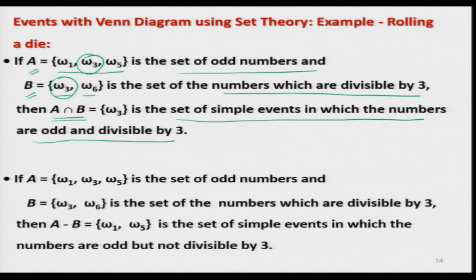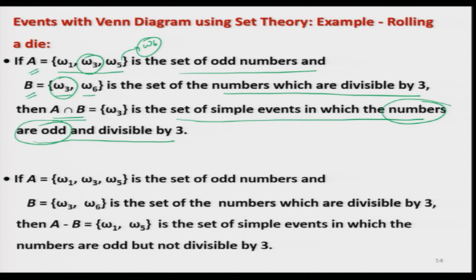Well, if you add one more number here, suppose omega 6, then what will happen? Then this A intersection B would seem to consist of 2 points omega 3 and omega 6. But still omega 6 will not be included here because you have a condition that the numbers have to be odd. That is what you have to keep in mind, that when you are trying to define different types of combinations, you have to check and verify whether these conditions are satisfied or not.